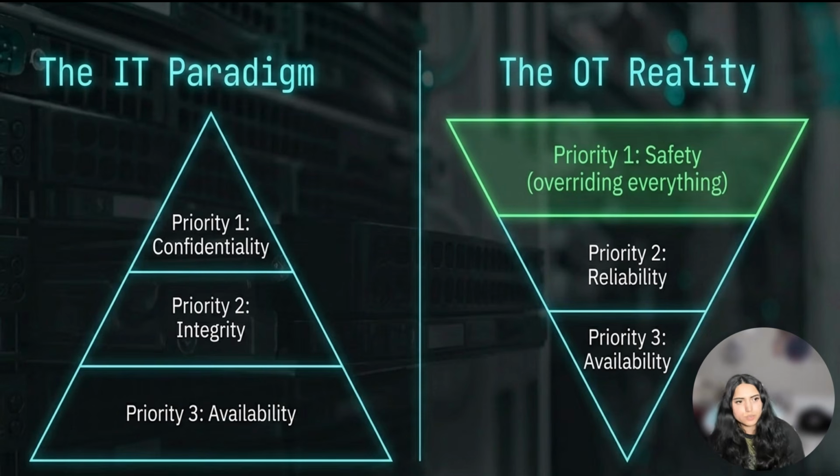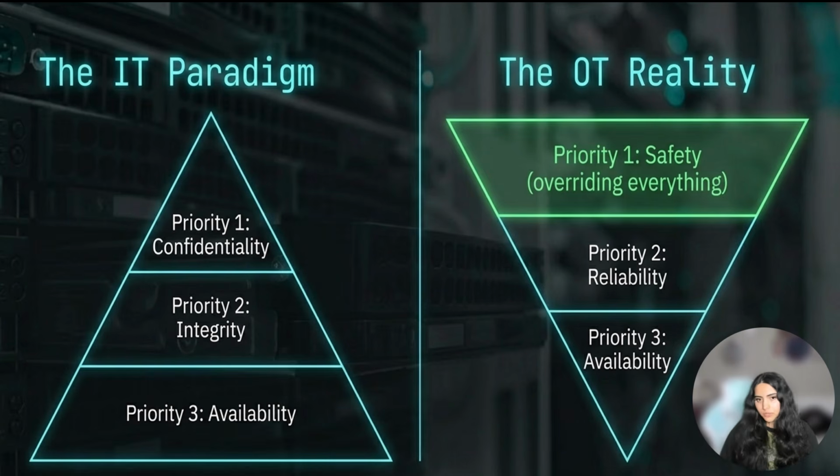The biggest difference between IT, information technology, and OT, operational technology, is in their priorities. If you have worked or are familiar with the IT side, the CIA triad is something that we all base our policies and standards on. So CIA, confidentiality, integrity, and availability, is always on top of things for IT. However, on the OT side, it's a little bit different.